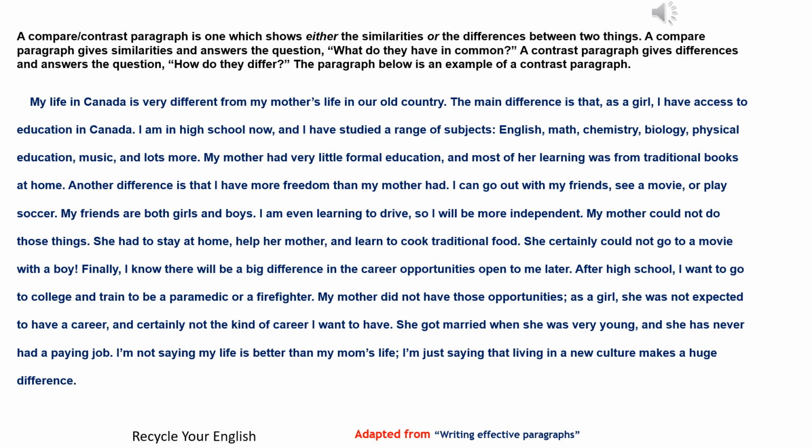Finally, I know there will be a big difference in the career opportunities open to me later. After high school, I want to go to college and train to be a paramedic or a firefighter. My mother did not have those opportunities. As a girl, she was not expected to have a career, and certainly not the kind of career I want to have. She got married when she was very young, and she has never had a paying job. I'm not saying my life is better than my mom's life. I'm just saying that living in a new culture makes a huge difference.